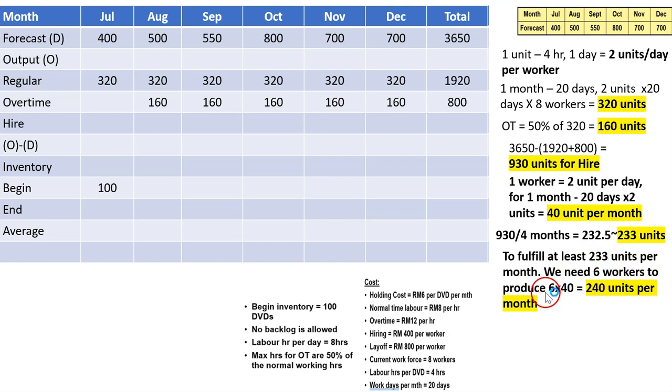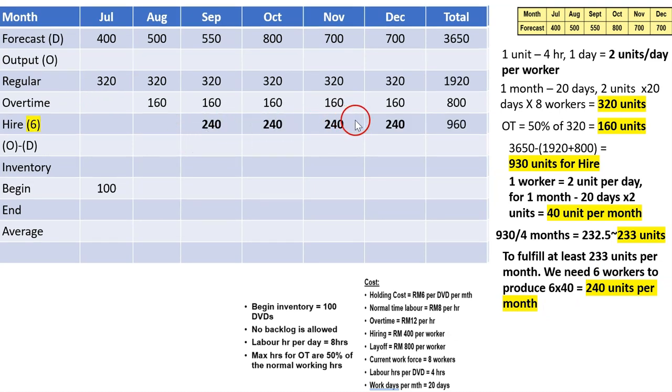Okay, we cannot hire 5 because 5 times 40 is 200, so we are short of 233. So now we have no choice. We need to hire 6 workers that can make 40 per month. So in total we have 240 per month. So we put 240 for the 4 months, and remember to put 6 here. So we know that we're going to hire 6.